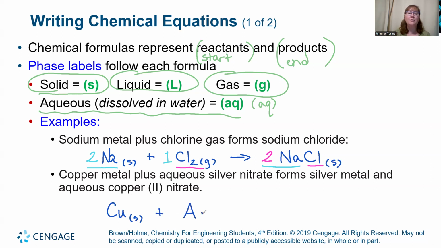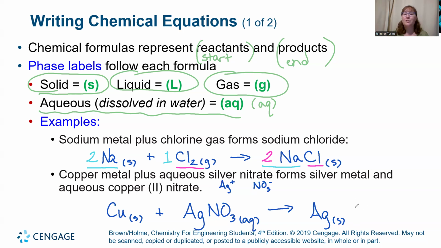Okay, so again, I am using my ion list, and I know that silver, just as a review, is Ag+, and nitrate is NO3-. So we have silver nitrate, AgNO3, and it is aqueous, and it gives us a yield sign. Now it says silver metal, so this needs to be Ag solid, and aqueous copper(II) nitrate. Because it's copper(II) nitrate, this needs to be Cu(NO3)2, and it's aqueous. So we have a little aq there.